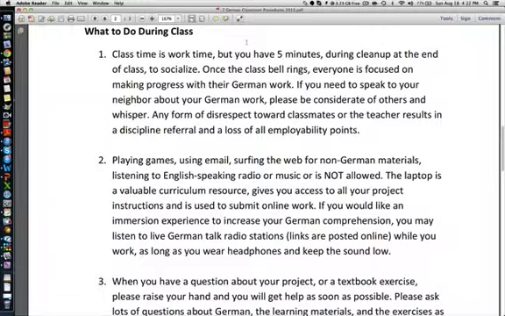Number 2, playing games, using email, surfing the web for non-German materials, listening to English-speaking radio or music is not allowed. The laptop is a valuable curriculum resource, gives you access to all your project instructions, and is used to submit online work. If you would like an immersion experience to increase your German comprehension, you may listen to live German talk radio stations. Links are posted online while you work, as long as you wear your headphones and keep the sound low.